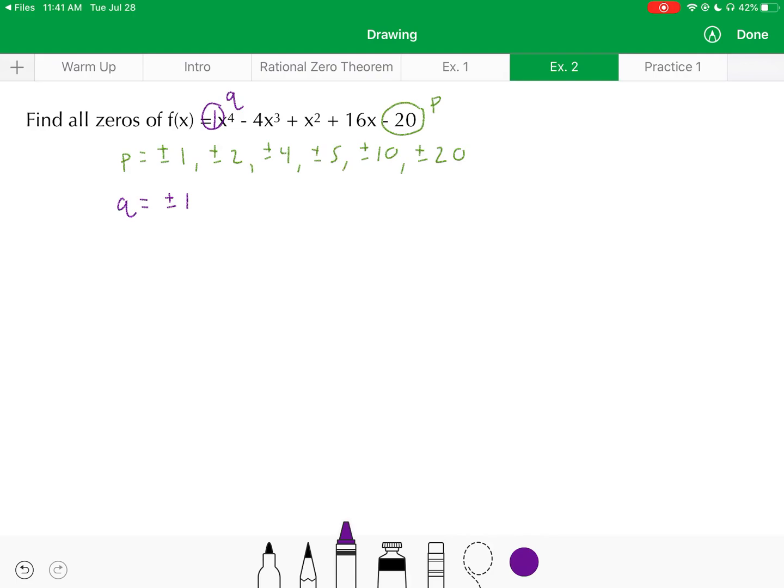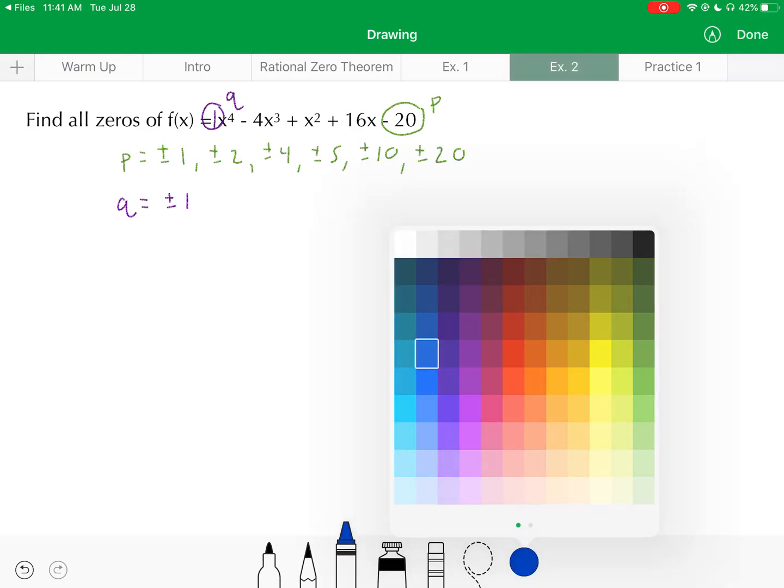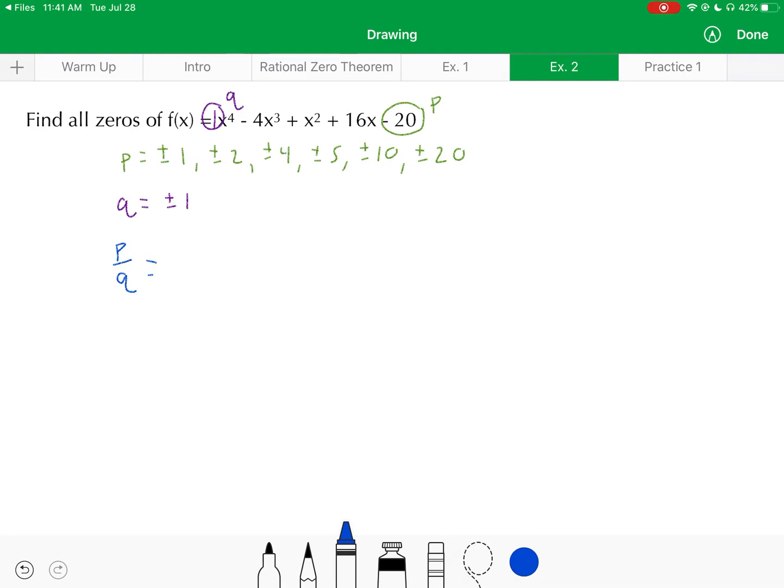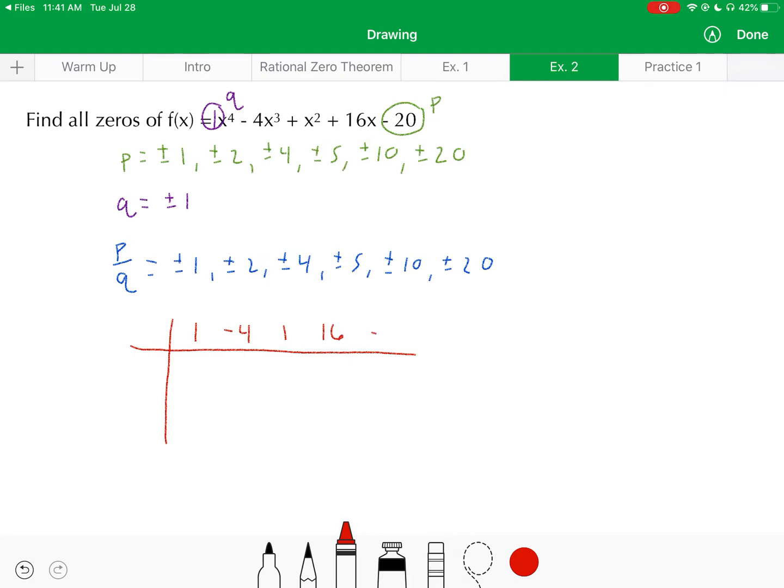Okay, so if I take each of the P's and put it over each of the Q's, it's not going to be too exciting here. My list of P over Q's is really just the list of P's. Plus or minus 1, 2, 4, 5, 10, and 20. Okay, so now I start to test. All right, we'll make that chart. My coefficients from my function are 1, -4, 1, 16, and -20. And the first number in my list of P over Q's to test would be +1.